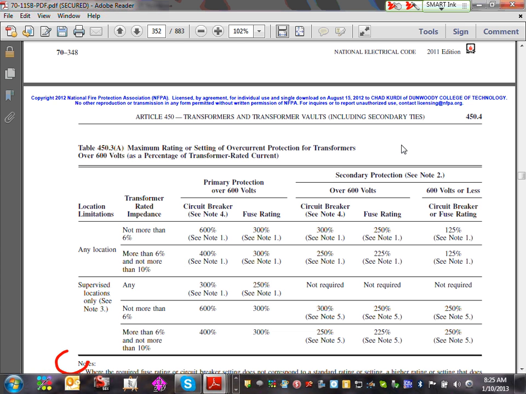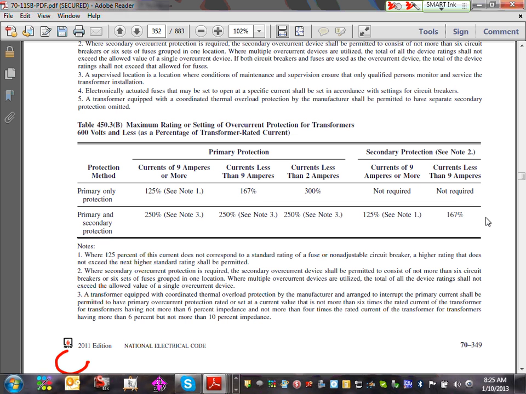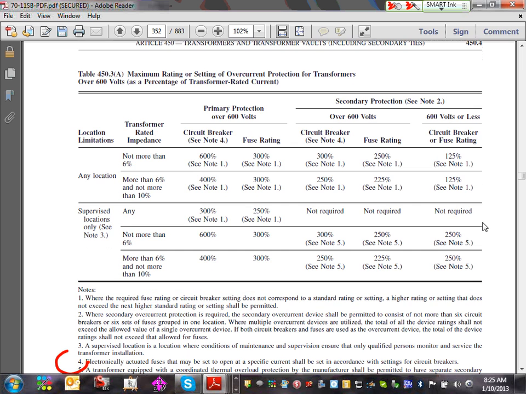The first table, guys, A, says maximum rating of overcurrent device over 600 volts as a percentage of transformer rated current. If the primary or the secondary or both are more than 600 volts, you use A. B is if both the primary and the secondary are 600 volts or less. Can you guys write yourself a note? If one of them is more than 600 volts, you have to go to the A.